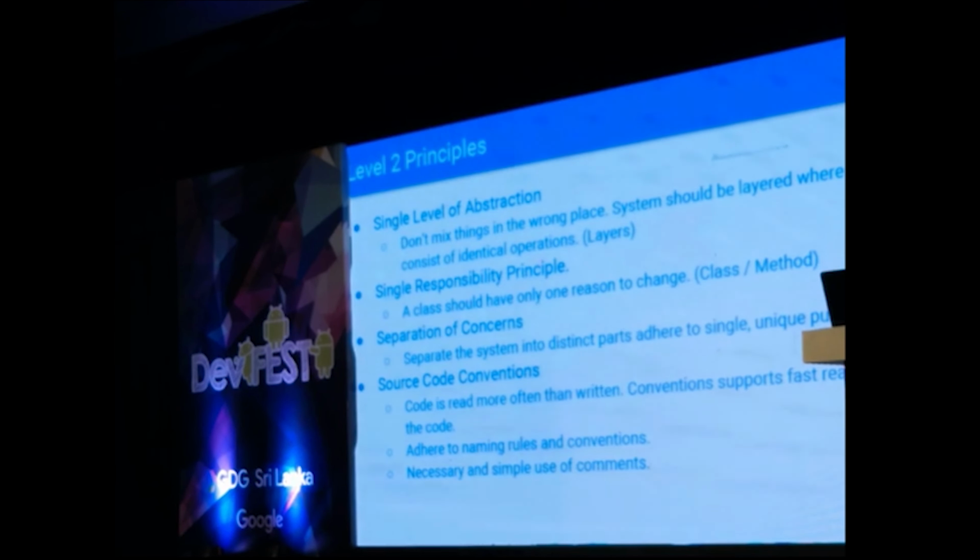So what does that mean? If you work with an MVC framework, we have 3 layers in there: model, view, and controller. So each and every layer has its own abstraction, right? So in the model layer, we don't do controlling things. It is separated. That is called single level of abstraction. And secondly, the single responsibility principle. That means one class should have only one reason to change. You cannot have multiple reasons to change a particular class. It is applicable for methods as well. So that is single responsibility.